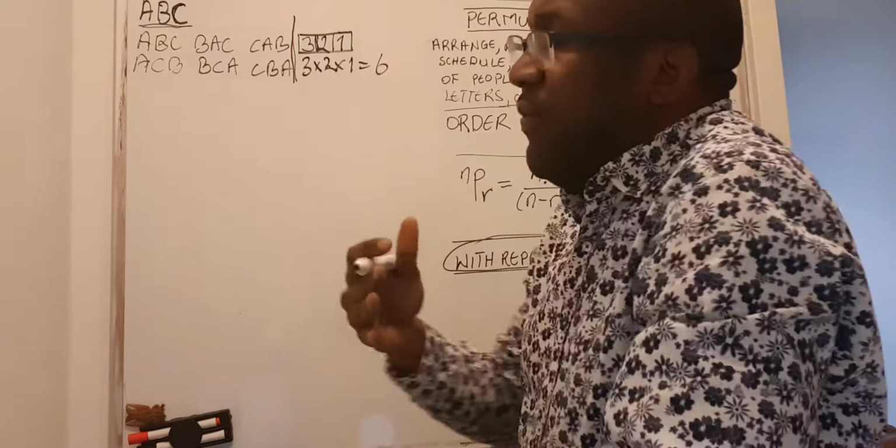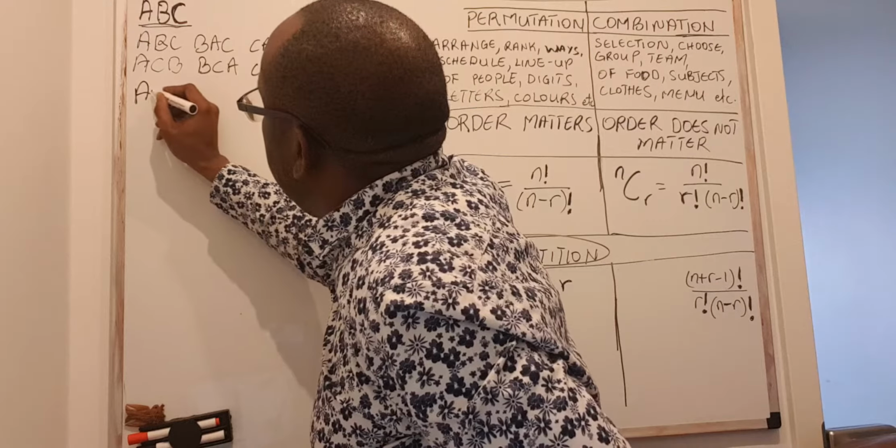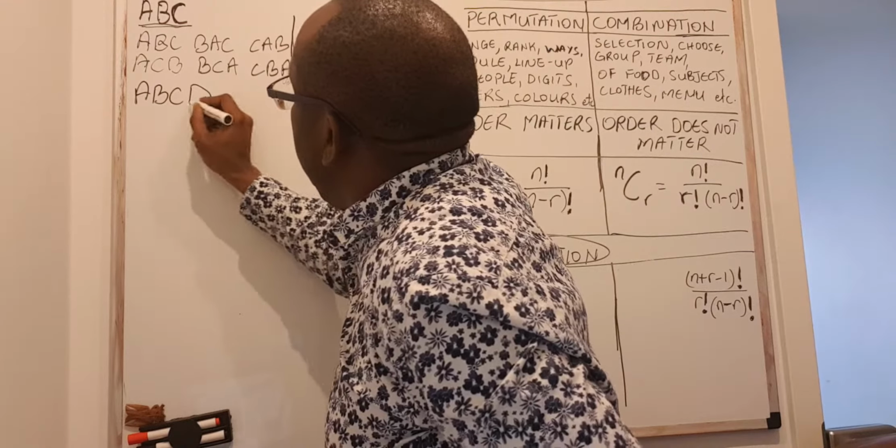Let's say we go to 4 letters of the alphabet. Here they are: A, B, C, and D.